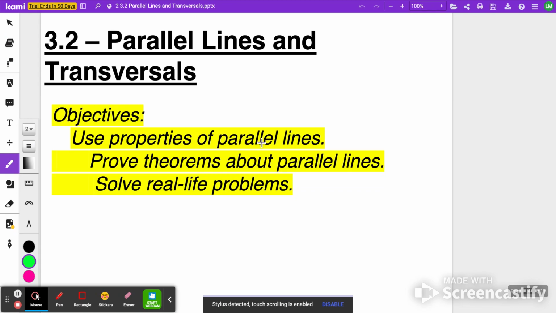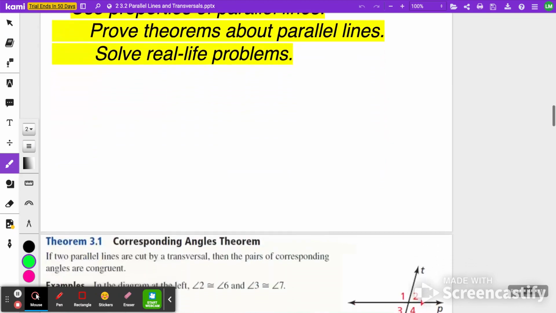Today we're looking at lesson 3.2, parallel lines and transversals. And our main goal today is to use properties of parallel lines to figure out what angle measurements are equal to, prove theorems about those parallel lines, and be able to solve real life problems. So let's go ahead and jump in.